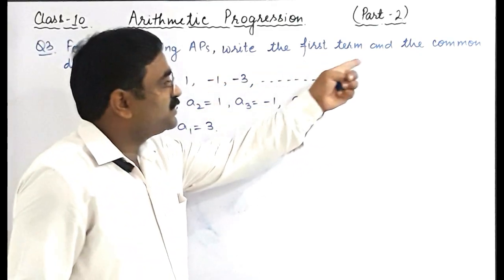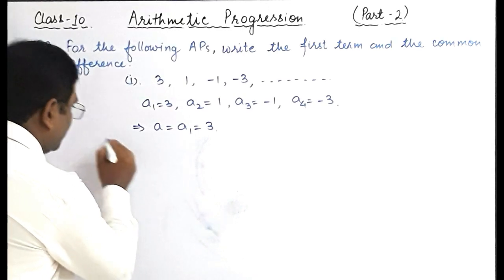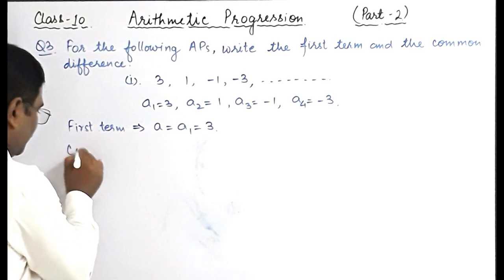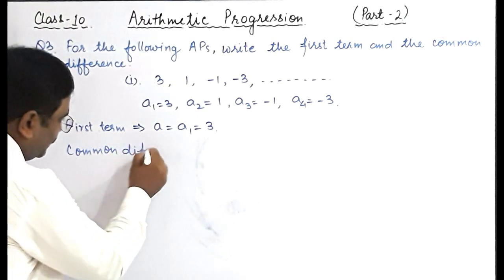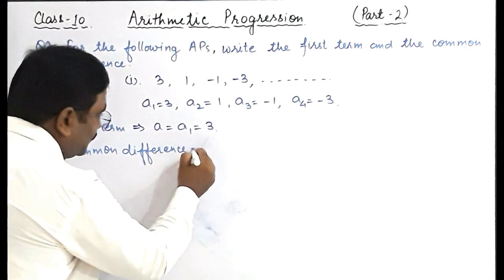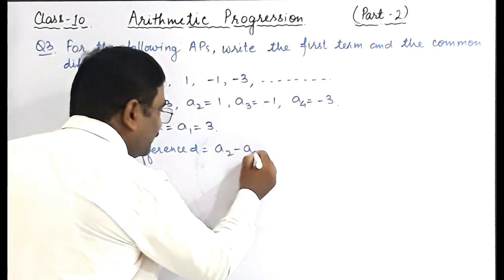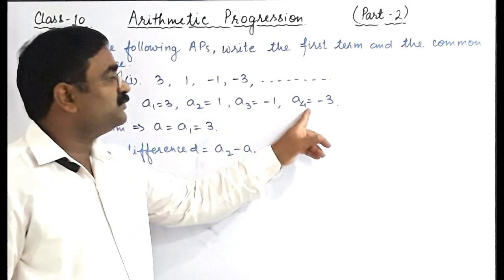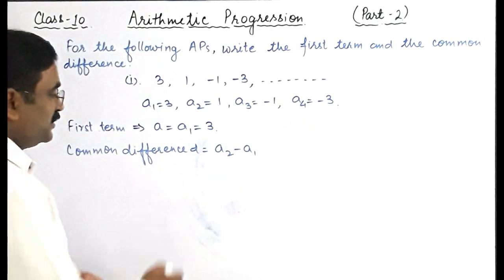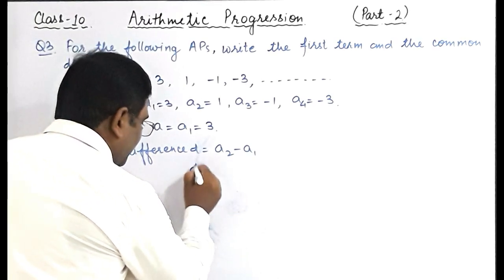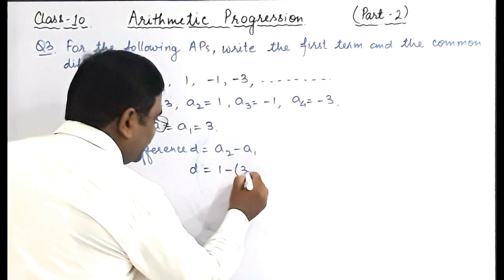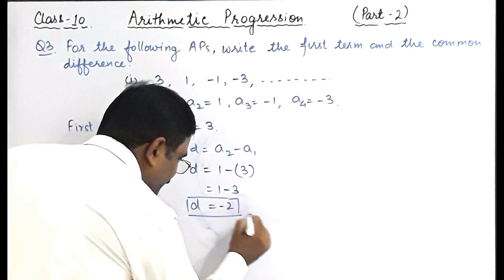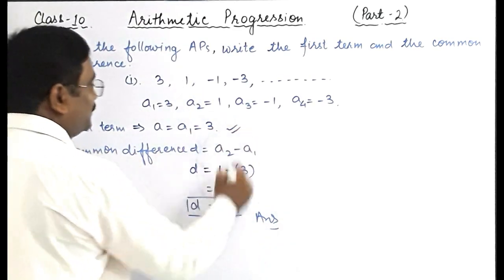Now after getting the first term, it is asking for the common difference also. So we have to find the common difference d, which is equal to a2 minus a1, a formula you know. If you are not using a2 minus a1, you can use a3 minus a2, or a4 minus a3. Any one of them you can use. Therefore, d is equal to a2, which is 1, minus a1, which is 3. So 1 minus 3 is equal to minus 2, which is the common difference of this series. This is the common difference and this was the first term. Right?